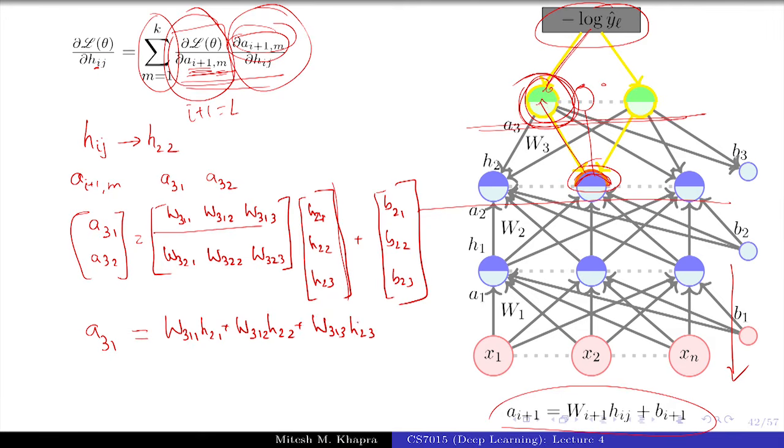Plus B21. Okay. Sorry. B31. Okay, okay. Yeah. Okay. Fine. Now let me just clarify something.